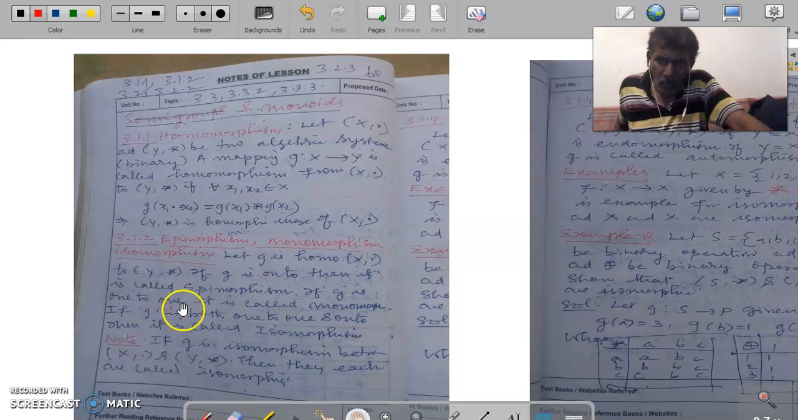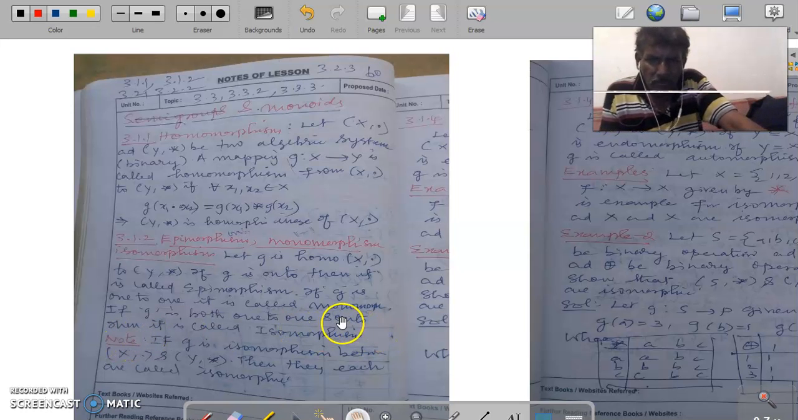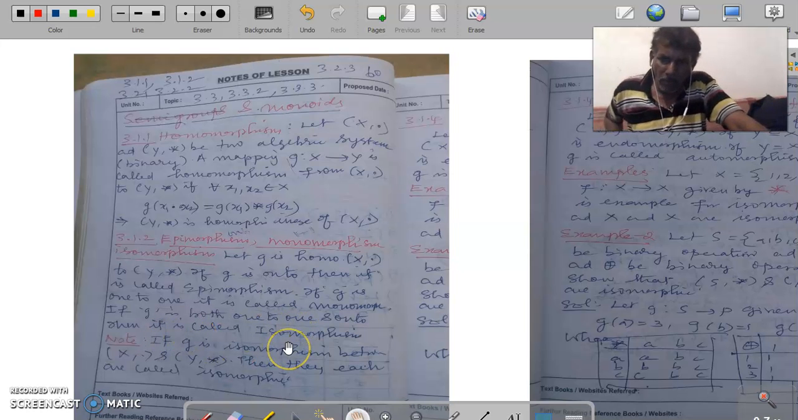If G is 1 to 1, it is called monomorphism. This homomorphism is 1 to 1. Each element has only one image. That's called 1 to 1. It's called monomorphism. If G is a homomorphism that is both 1 to 1 and onto, onto means all the elements in the second set have pre-images in the first set. So if the homomorphism is 1 to 1 and onto, then it is called an isomorphism.